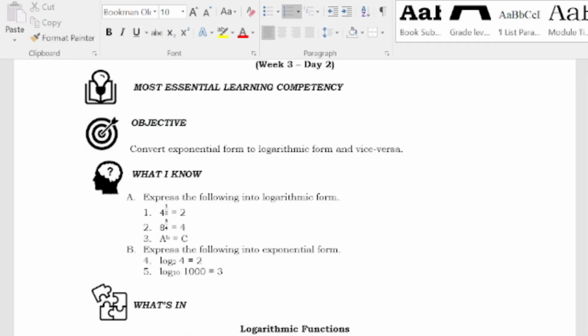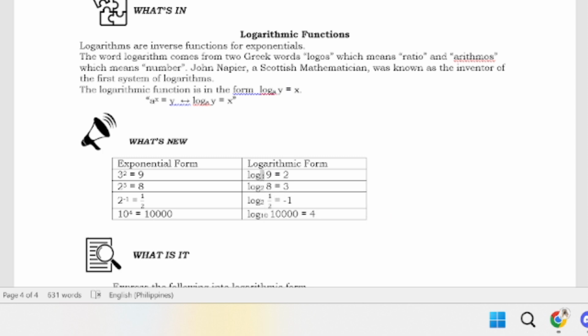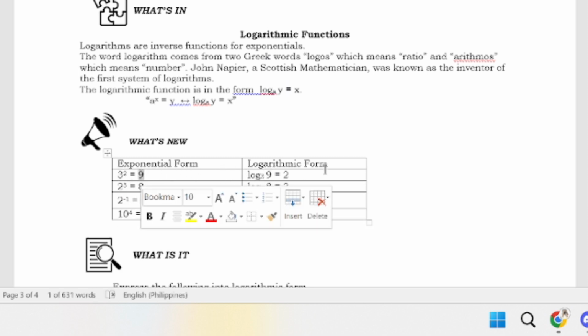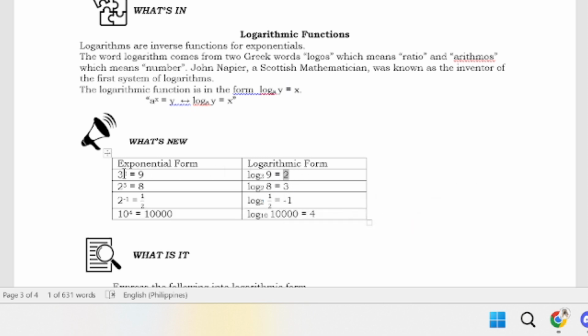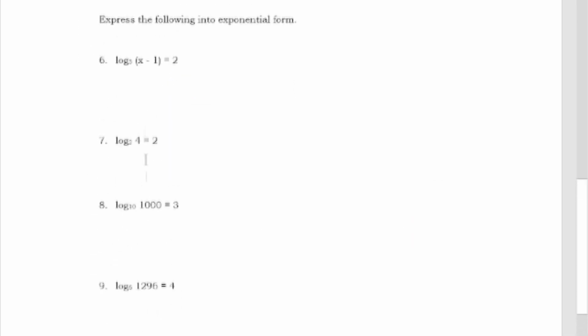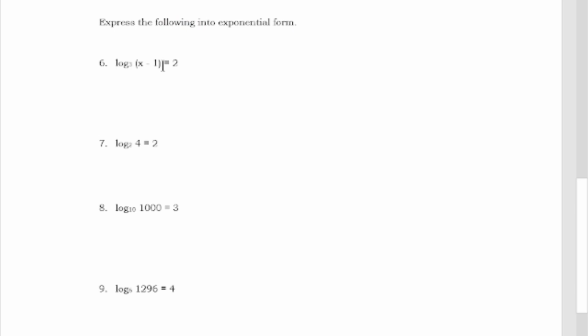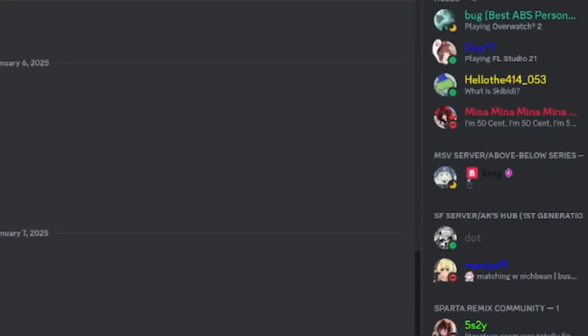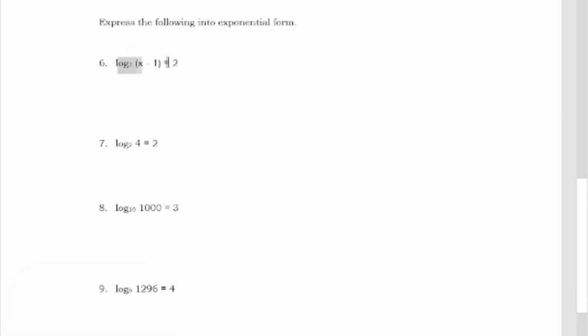So again, let's take a look. Log 3, that's our base. This is the base. The middle number is the answer, and the third one is our exponent. Okay. There's a quantity of x minus 1, but I don't think that's gonna hinder me since it's already easy to identify.